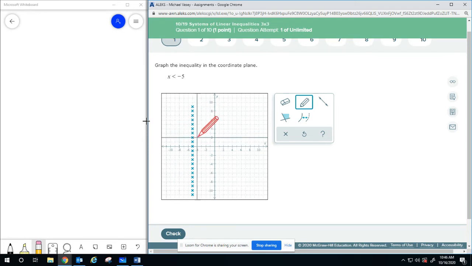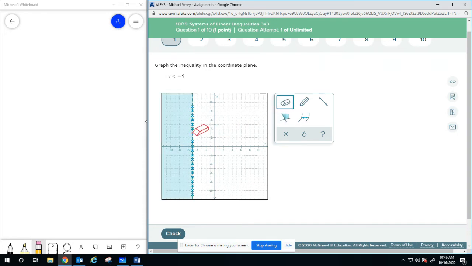So when it comes to graphing this, obviously you wouldn't need to put this many tick marks. You would just need two to draw a line. But I'm going to go ahead and put a vertical line at -5, and I'm going to turn that line into a dashed line, because remember, this is just a less than symbol. It's not less than or equal to. And I'm going to use the shade icon and shade the left-hand side.